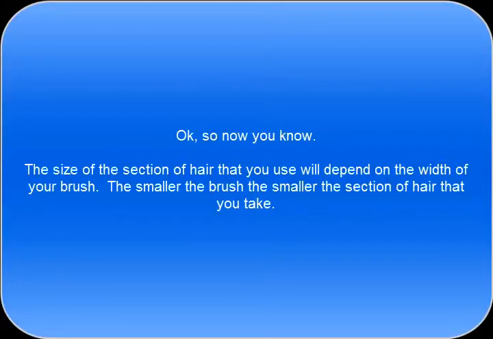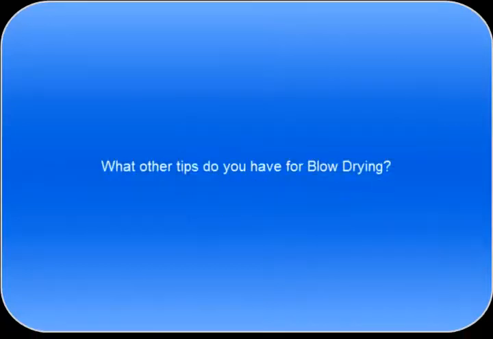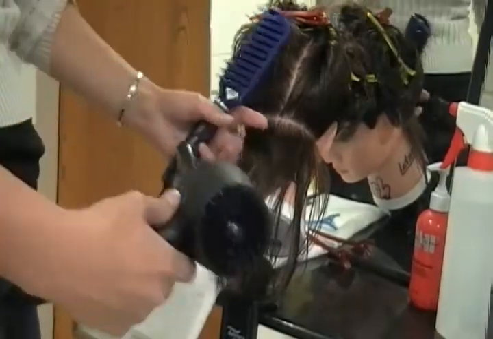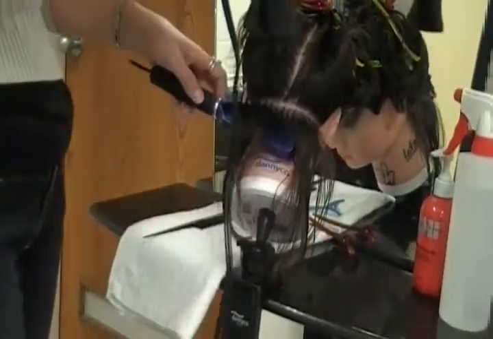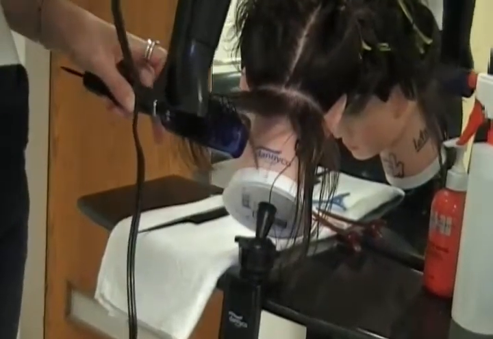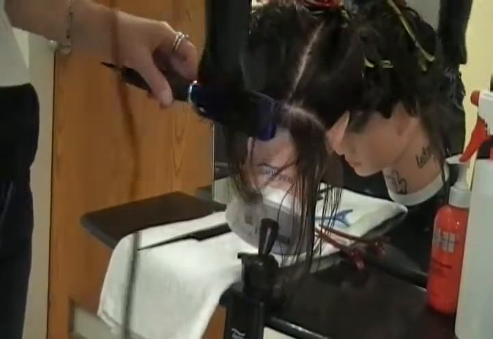Okay, so now you know, the size of the section of hair you'll use depends on the width of your brush. The smaller your brush, the smaller your section. What other tips do you have for blow drying? Keep in mind, whenever I'm in here with my brush and my blow dryer, the air is always directed down to the ends. It always starts at the roots to the ends.